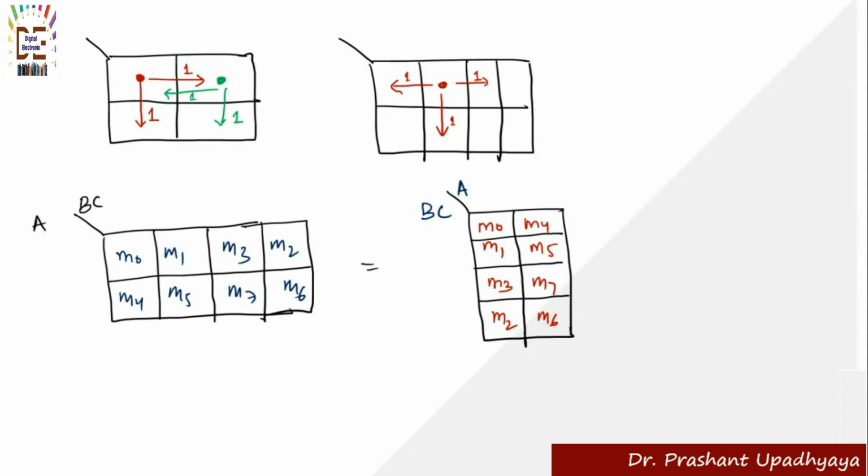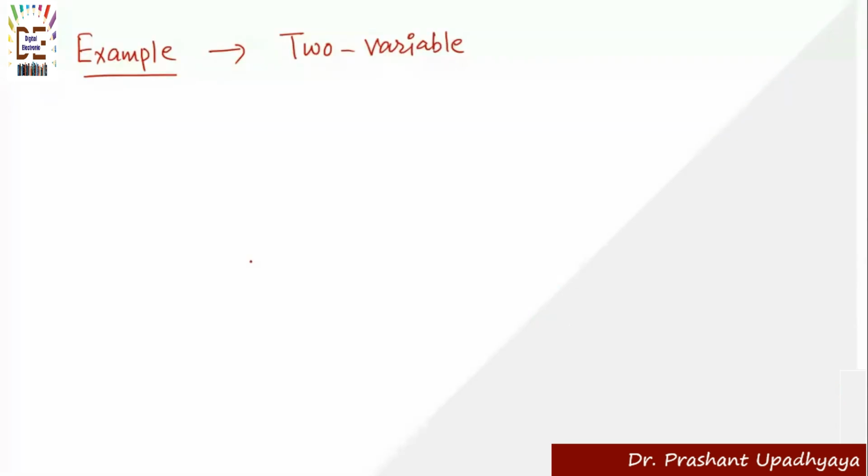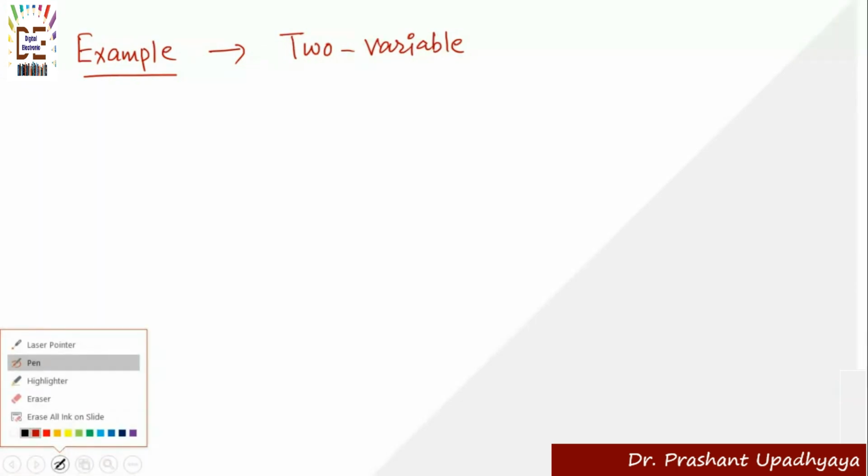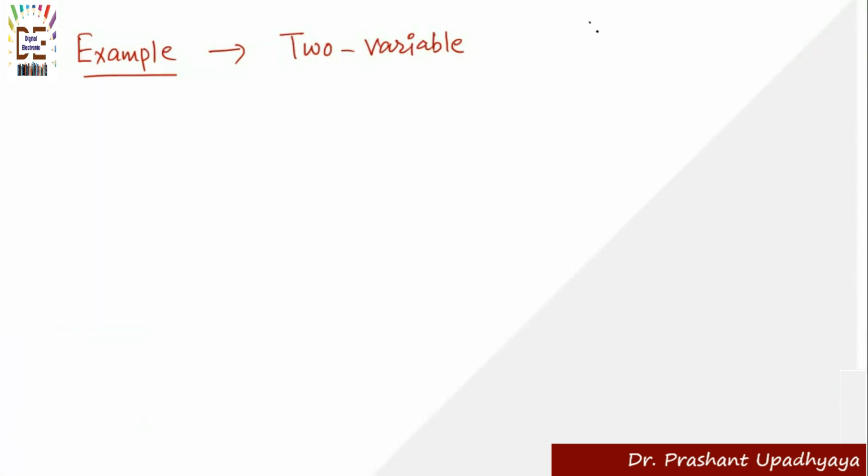Let me take some examples of a 2 and a 3 variable K-map. So let's take an example of a 2-variable K-map. As you can see, the structure is like this. Whenever you are going with the 2-variable K-map, you have to form a group. Why are we solving this K-map? To minimize the function. Whatever function is given to you, you can minimize it, so you have to form it in groups.